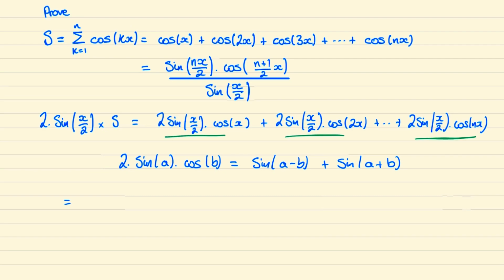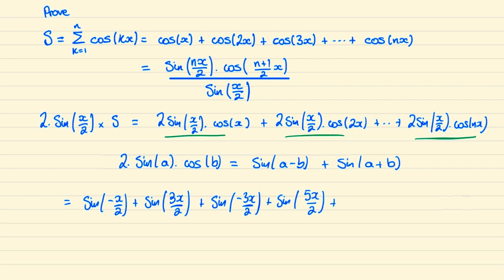So now the first term we can write as sine negative x over 2 plus sine 3x over 2. The next term will become sine negative 3x over 2 plus sine 5x over 2. And we'll continue upwards until the very last term will become sine of (1 minus 2n) over 2 x plus sine of (2n plus 1) over 2 x.